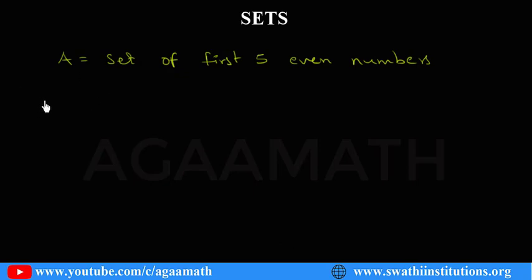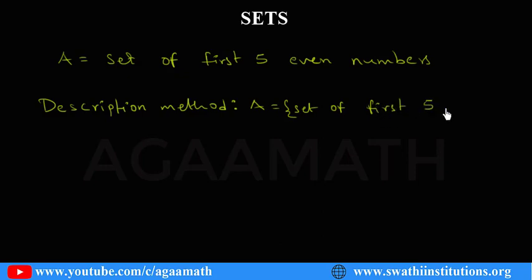Now in the description method, how do we write? How do we represent this in the description method? In the description method, we write the curly brackets, as I always told you, right? And A equals to, the same I write, set of first 5 even numbers. This is the description method.